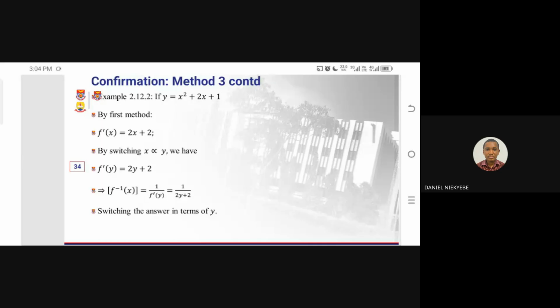So finding the inverse before finding the derivative, and finding the derivative first before finding the inverse, are you going to get the same answer? Finding the derivative of the inverse function, it's still going to be the same, just make sure that you are doing it well so that you don't mix it up. That is all.